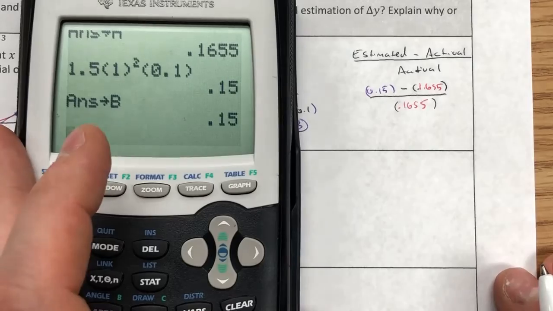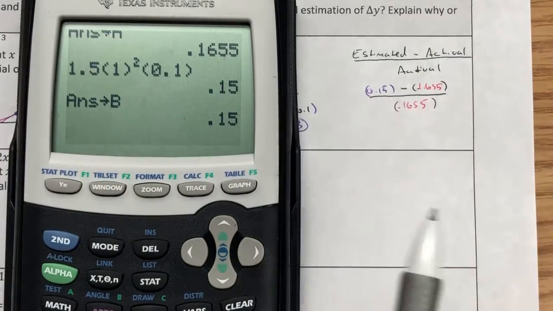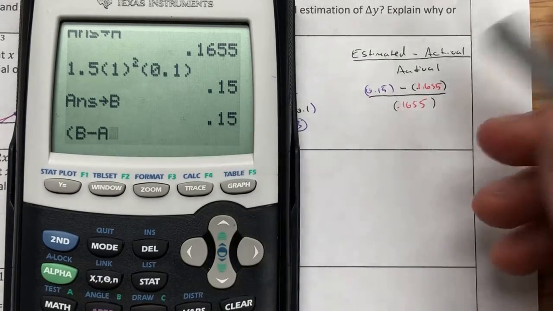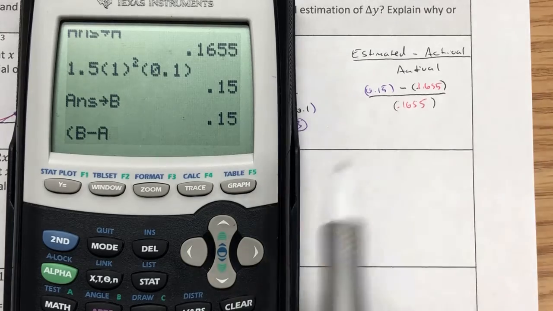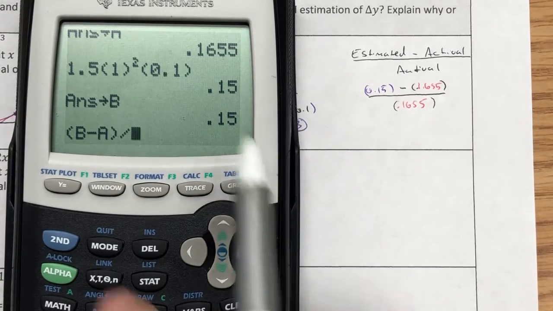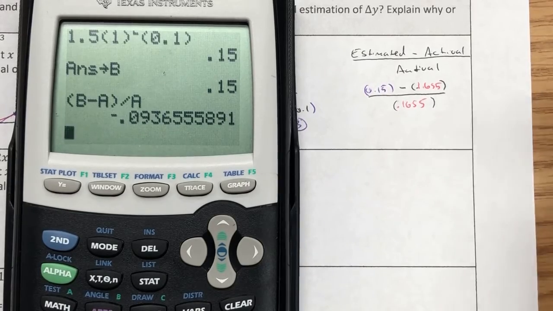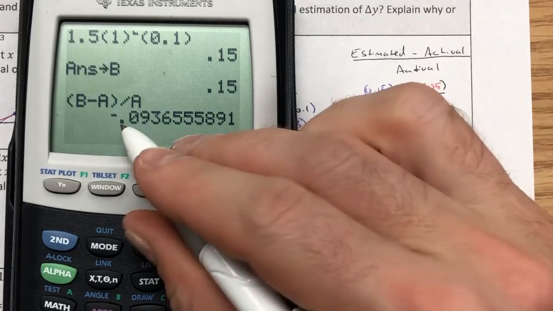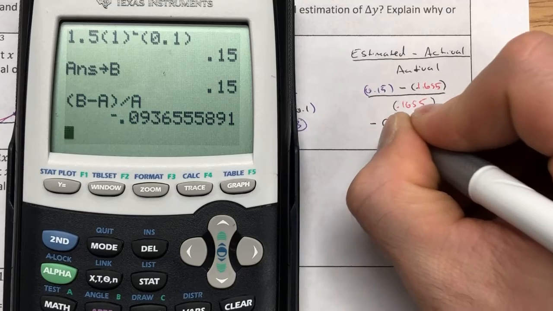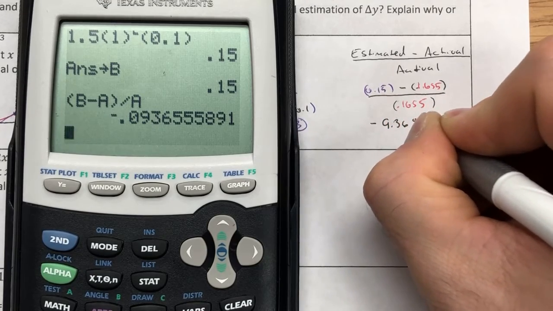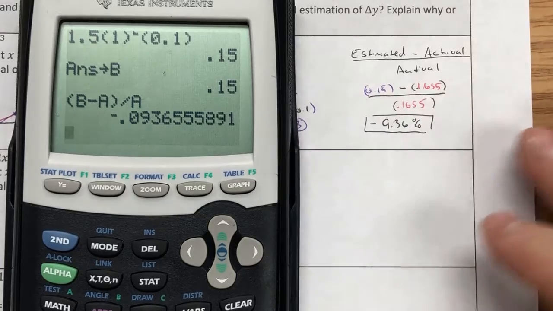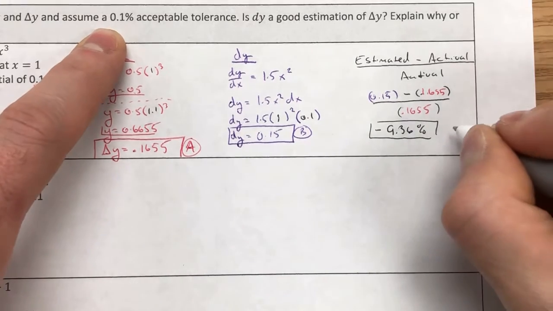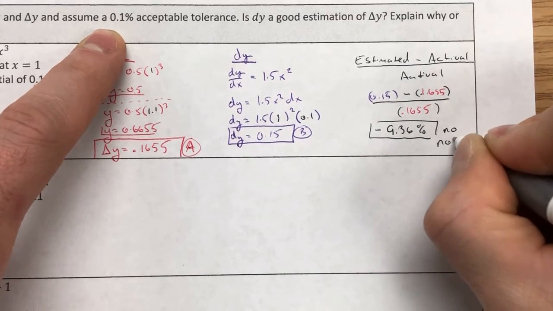And so let's see what the actual difference is. So I know that this is going to be my B. So I'm just going to go ahead and plug this in as alpha B minus alpha A. So 0.15 minus 0.1655, all divided by 0.1655, which is my A stored in here. So I have a change of, let's see, negative 9.36%. I'm 9% off. Is that going to be acceptable of 0.1% acceptable tolerance? Well, the answer is no. This is not acceptable.